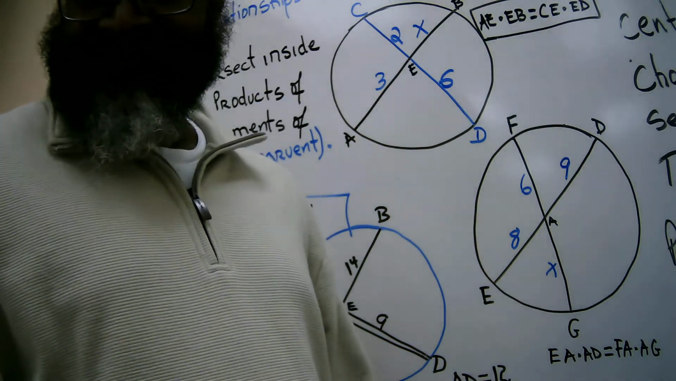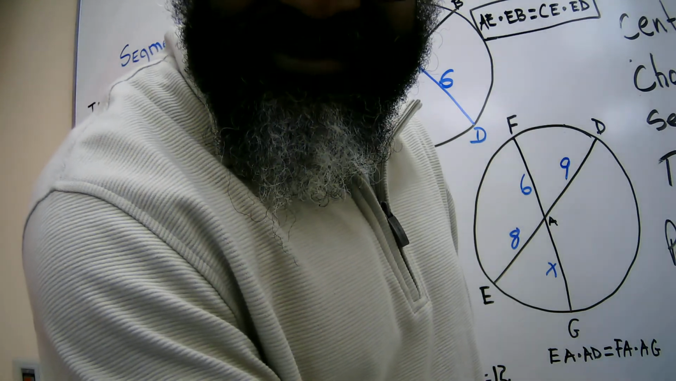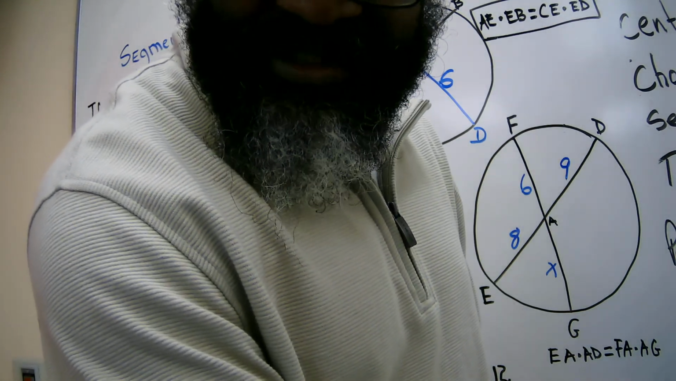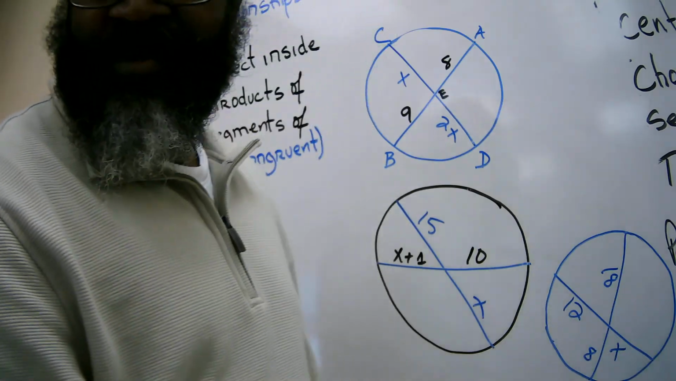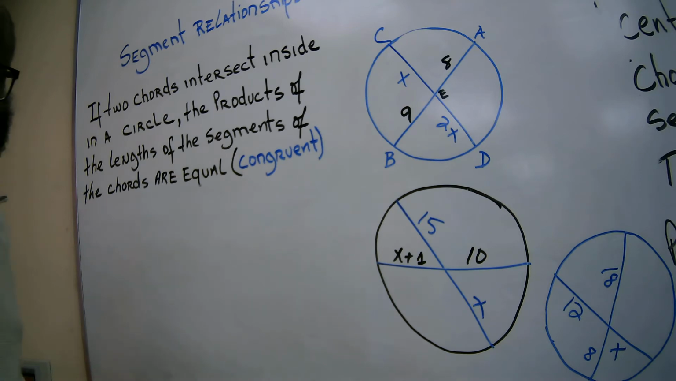So we're going to take a little break and then bring some more applications that have some more challenge to them. We continue our lesson where the theorem stated that if you have two chords that intersect inside of a circle, then the product of the lengths of the segments of the chords are congruent.